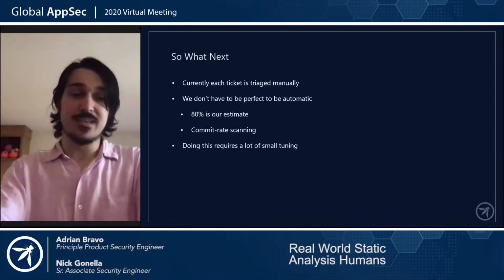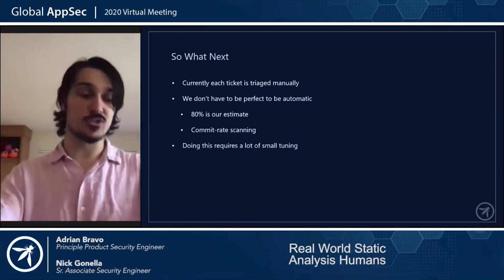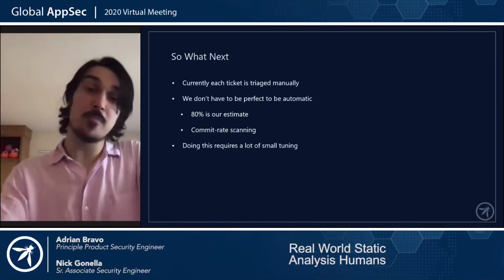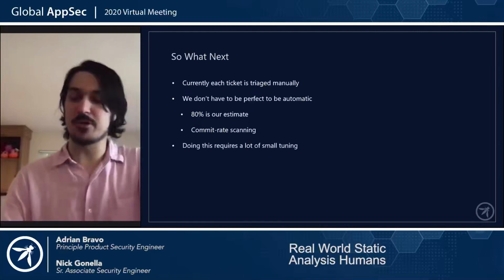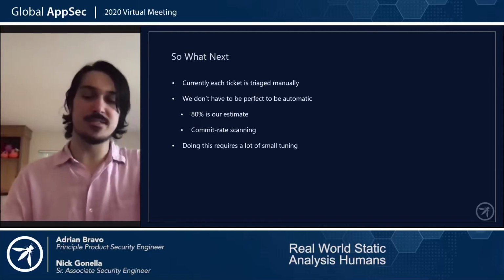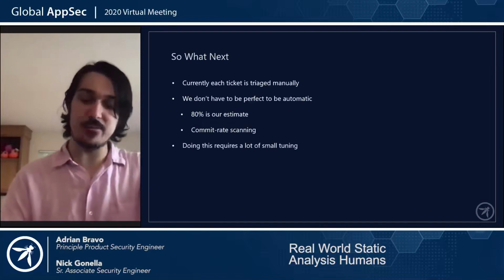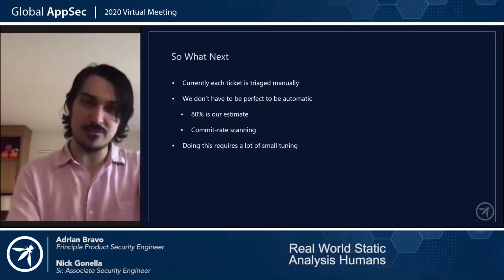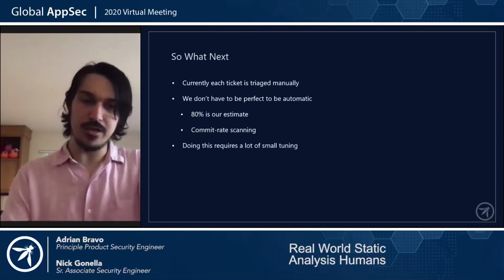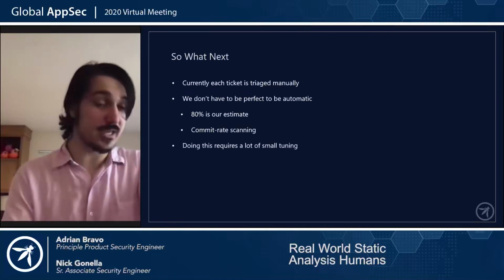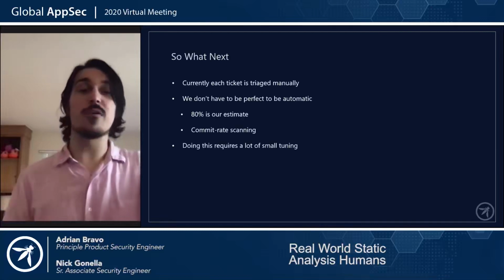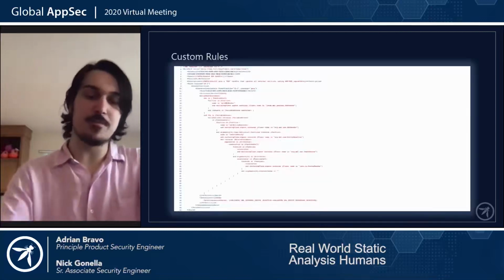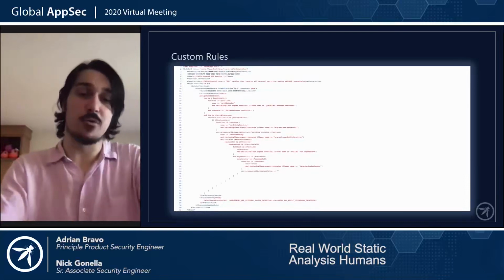What this actually means is we're going to need to do a lot of small tuning. And this especially becomes important, not just with our false positive rate, but with our performance, because we're aiming for commit rate scanning. Every time a developer commits to a repository, we want to be able to say, were any new issues introduced, and can we get that ticket back to them relatively quickly? So in order to do that, we've employed a few different techniques. This includes things like the filters and the views that Adrian talked about. But one of our biggest tools has actually been the custom rules inside of Fortify.